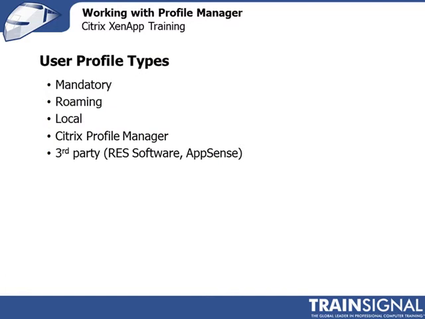User profile types. So there are different types of profiles, right? There are mandatory profiles and there are roaming profiles. You're probably familiar with both of them. Roaming profiles are a type of profile where the user can make changes, and as soon as they log out, all the changes that they made during that particular session are saved up to a network share somewhere. Now, the disadvantage of a roaming profile is that the session will wait until the user logs off before it initiates that copy process up to the network.